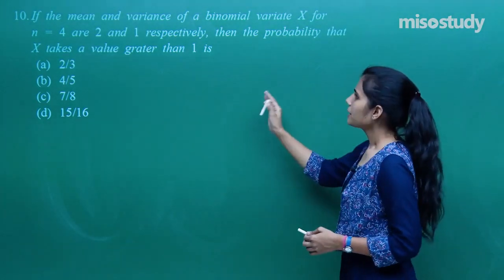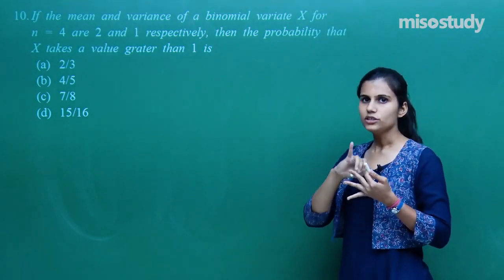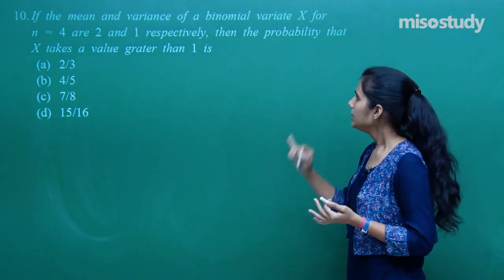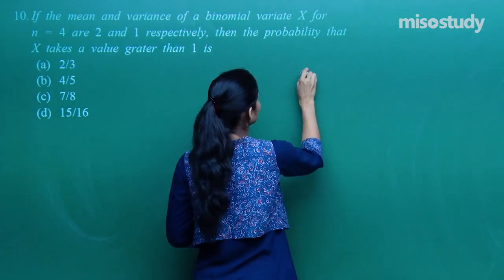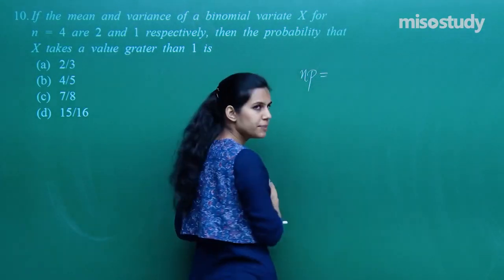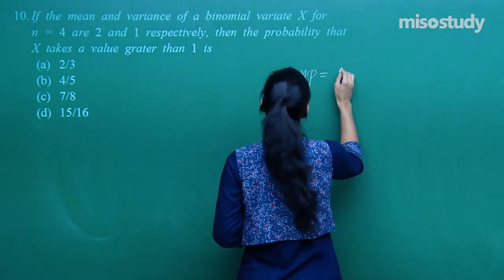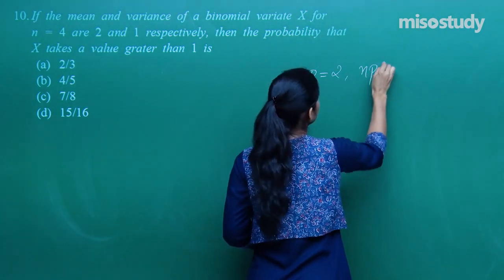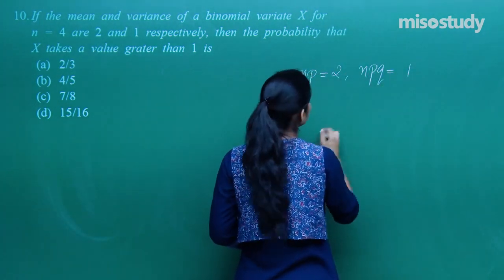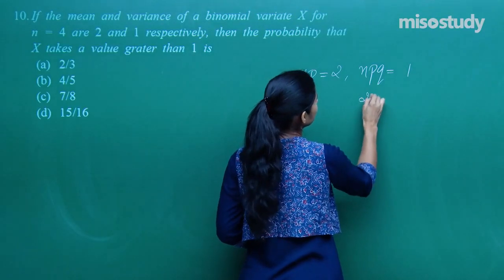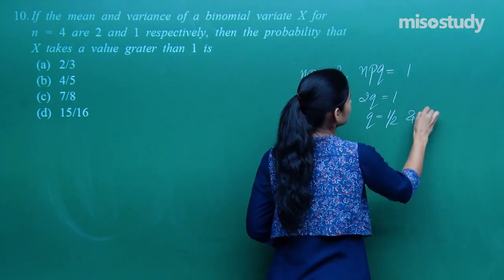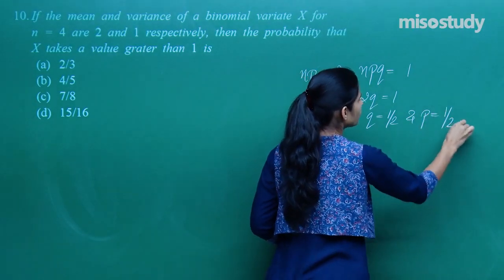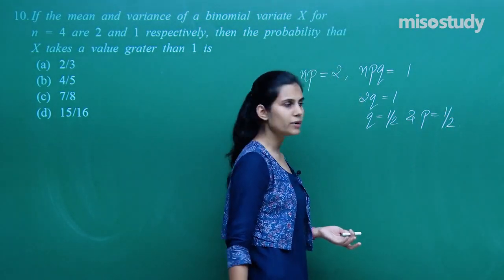So n is 4, that means x can take values 0, 1, 2, 3 and 4. Mean and variance are given to you as 2 and 1. What is the mean of a binomial distribution? np. np is given to you as 2. Variance is npq, that is given to you as 1. So if np is 2, you get 2q is 1. So q is 1 by 2. Therefore p is also 1 by 2 because p plus q is 1.